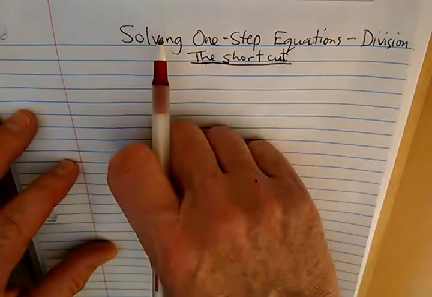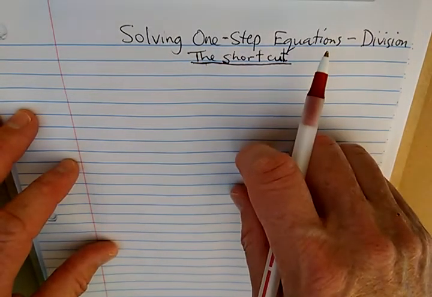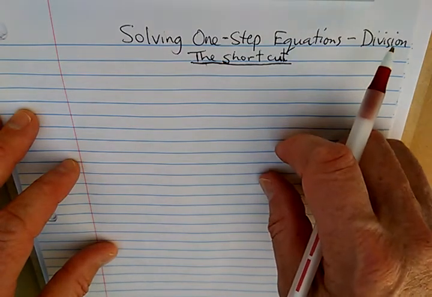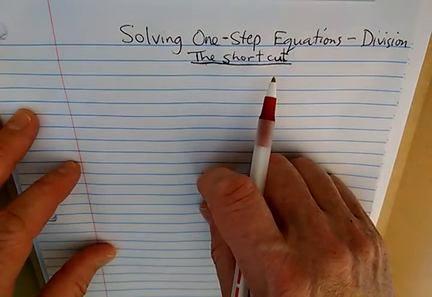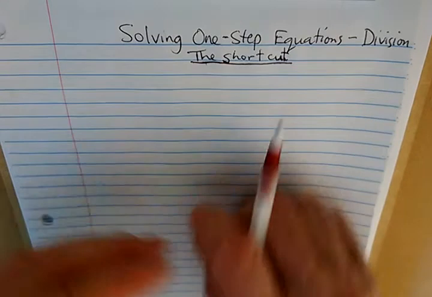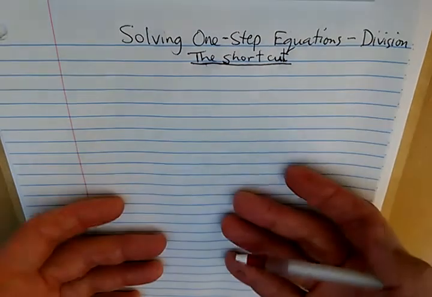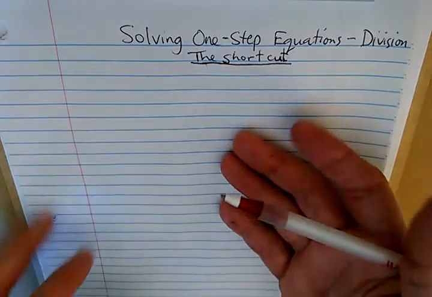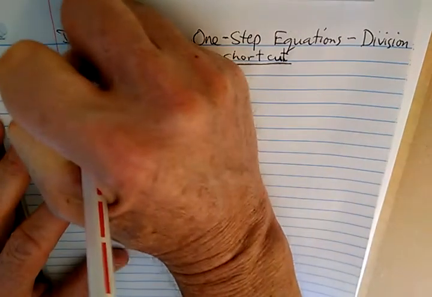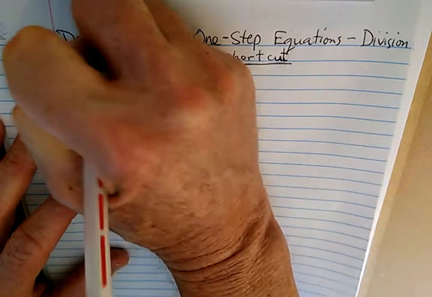This lesson is solving one-step equations, division, the shortcut. So we have one-step equations that have division in them, but we need to solve for the variable. What's the shortcut for doing that? Please put the date on your paper.